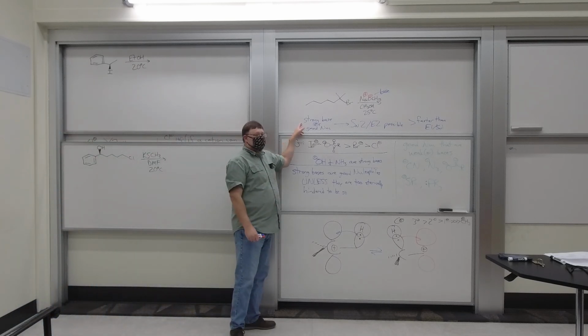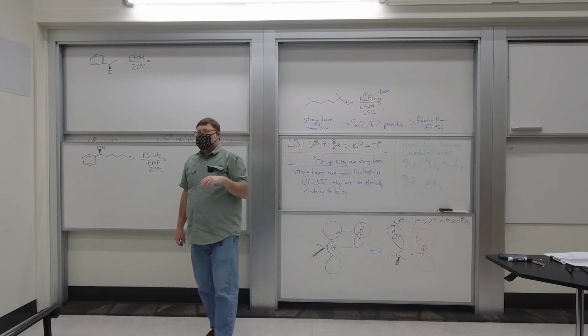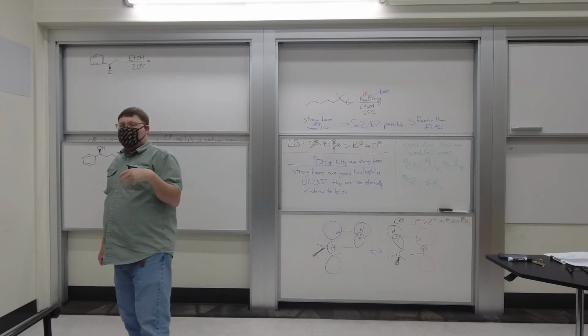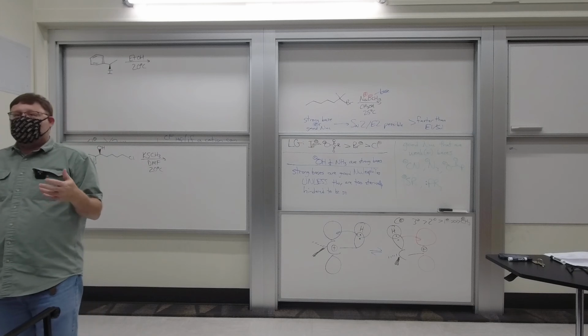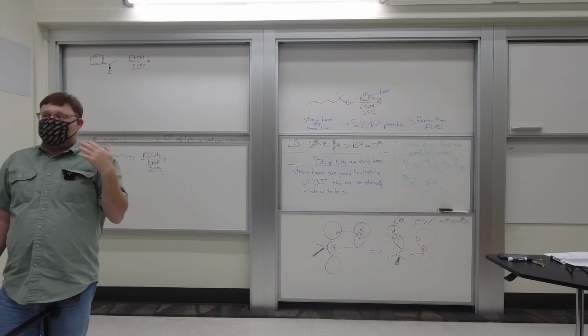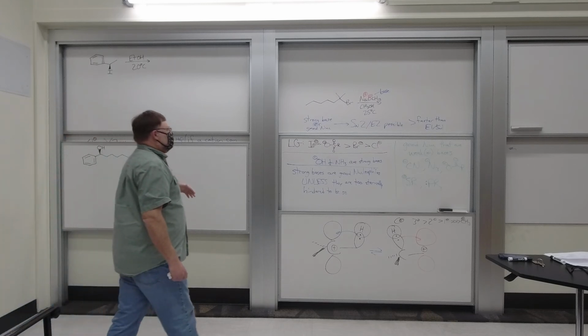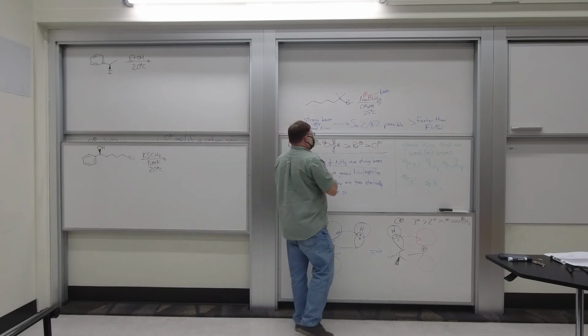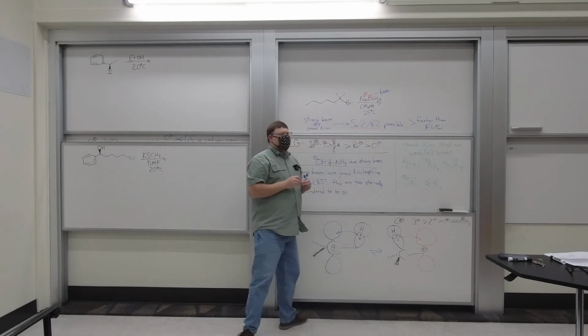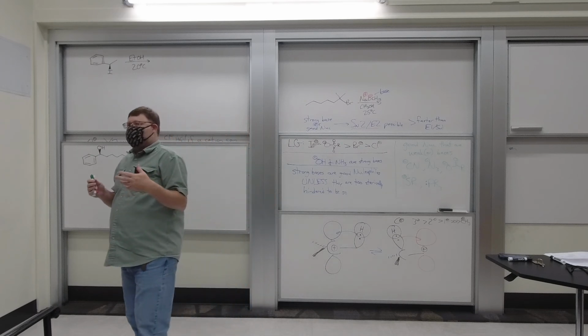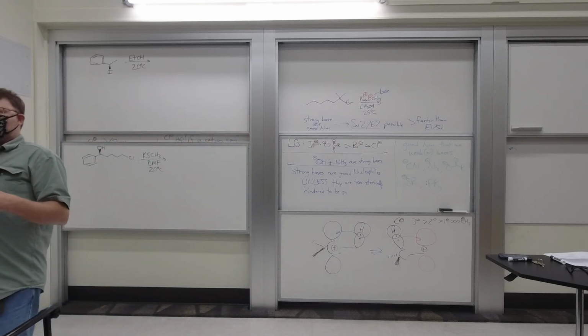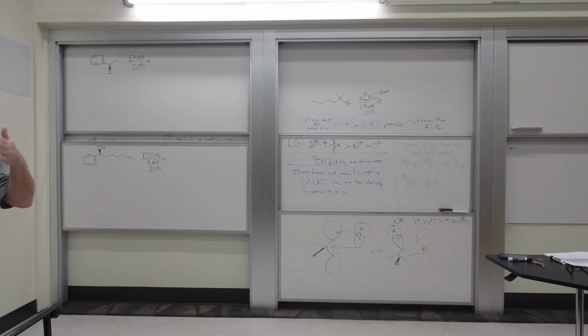SN2 and E2 reactions are driven by the base. So if you have a strong base or a good nucleophile, you can do an SN2 or an E2. If you don't have them, if you have a weak nucleophile, weak base, you're more likely to see SN1 or E1. So if SN2 or E2 are possible, they are faster reactions, again, generally, than E1 and SN1. Because they're faster, if you've concluded that you have a strong base here, you're going to see E2 or SN2.